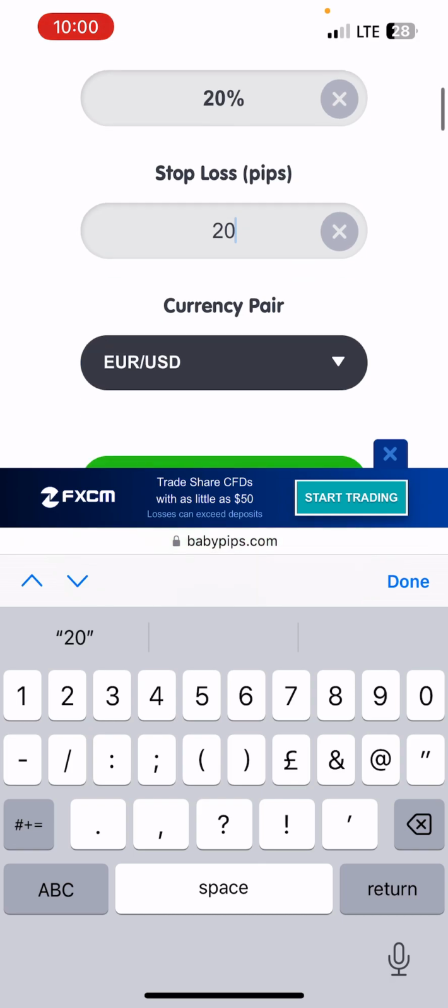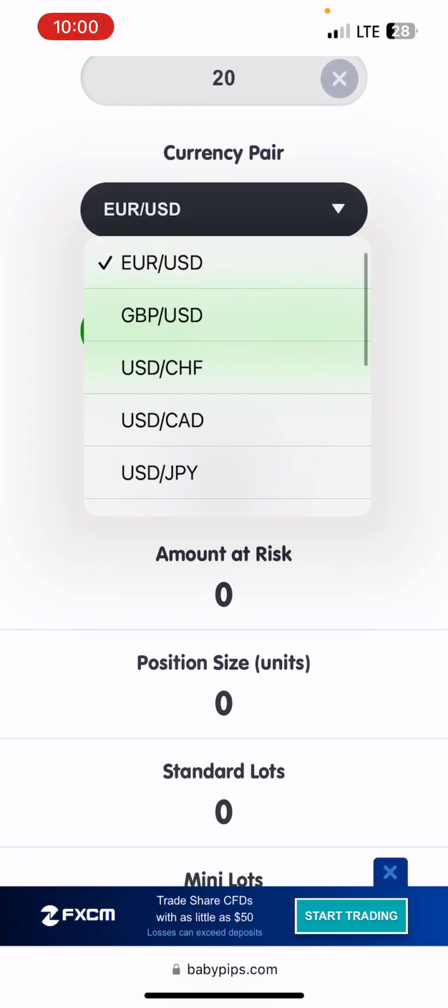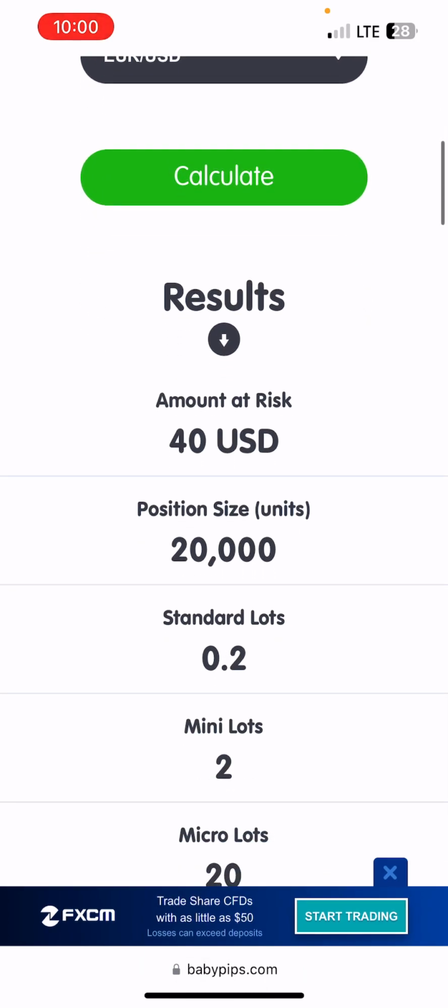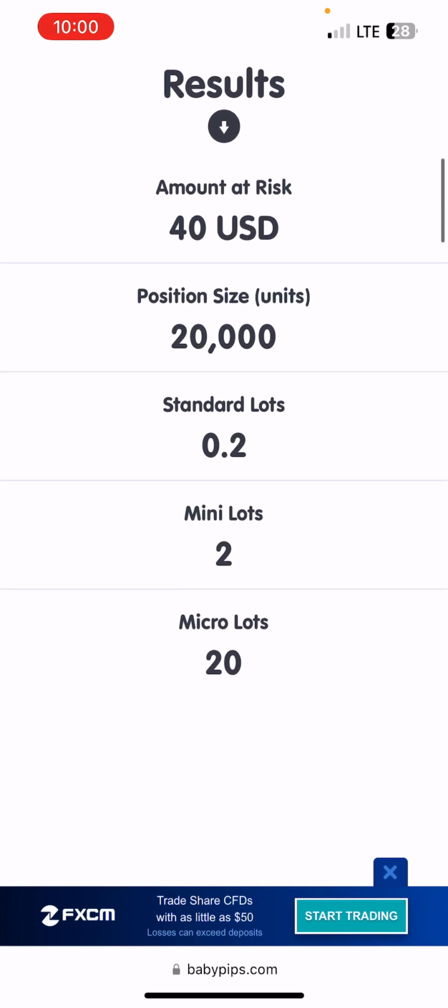All right, currency pair doesn't matter, GU, whatever. So now click on calculator. Amount at risk, meaning that you are risking $40 per trade, right? So that means if you lose 5 times, you will blow the $200. But if you gain enough pips in a week, you can't really blow the account, as far as you have extra pips at the end of the week. All right, so you'll be using 0.2 standard lots per trade.